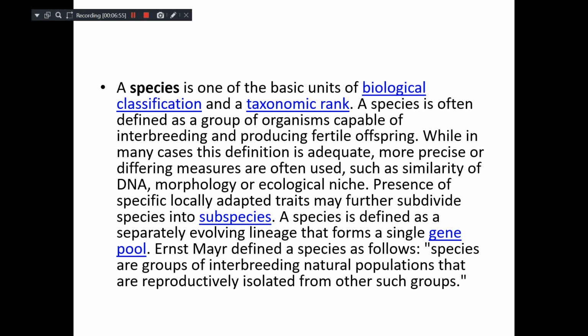Not only groups of individuals, they are capable of interbreeding. They should interbreed among themselves. And it should be a natural population. That's also equally important. A group of individuals, a group of natural population, otherwise we can also call it. It should be a natural population, not the artificial one. Natural population which is interbreeding, and at the same time they are reproductively isolated from other such groups.